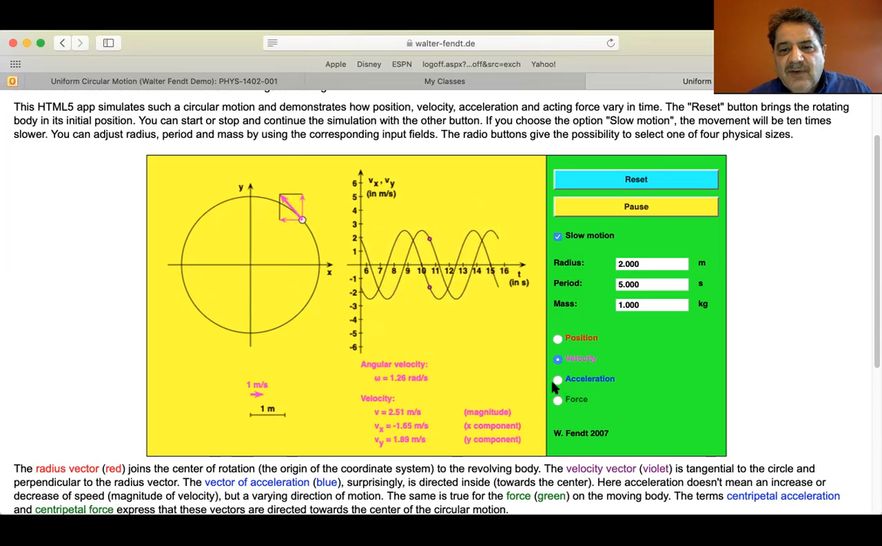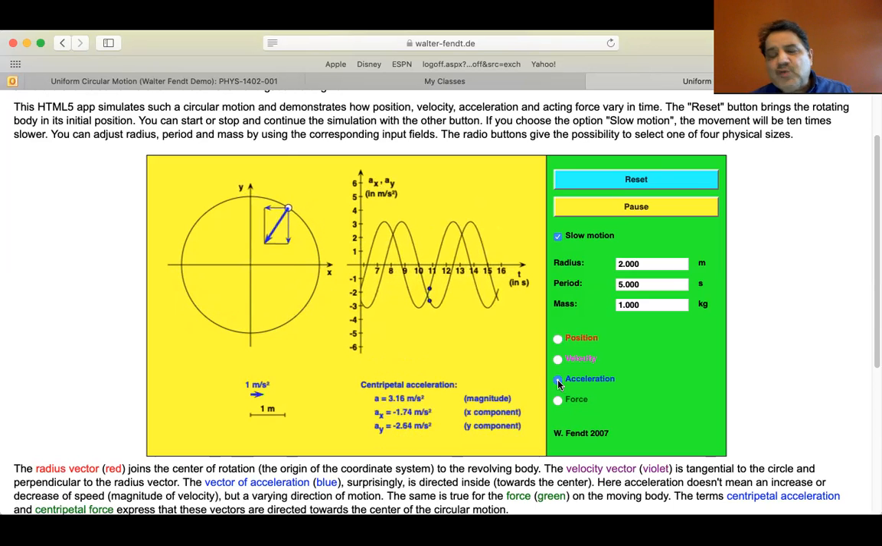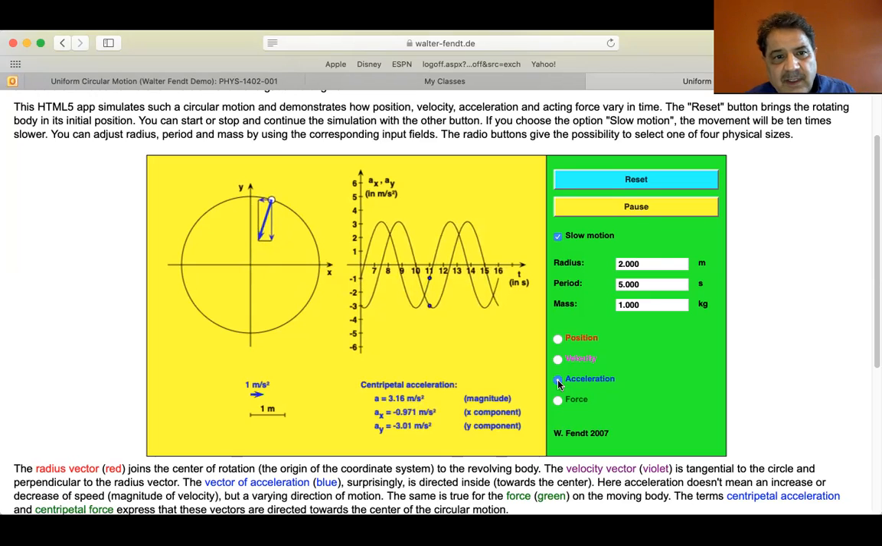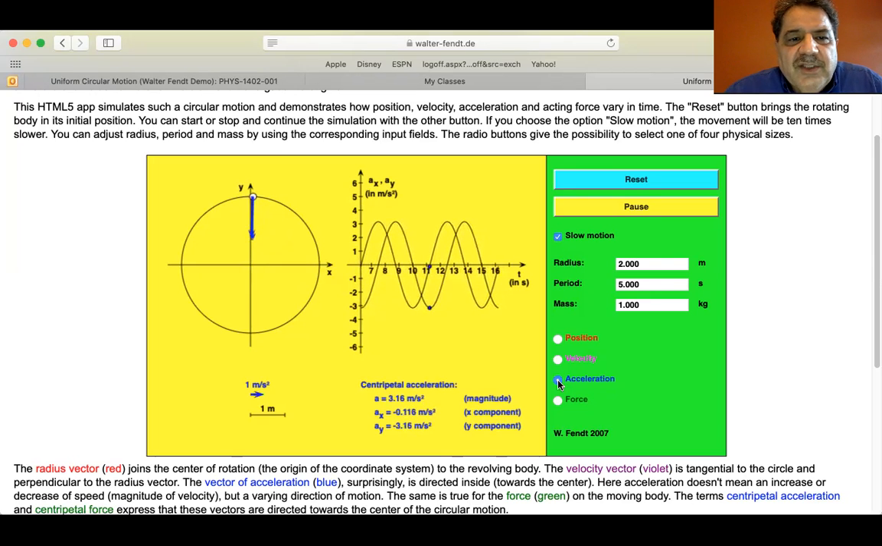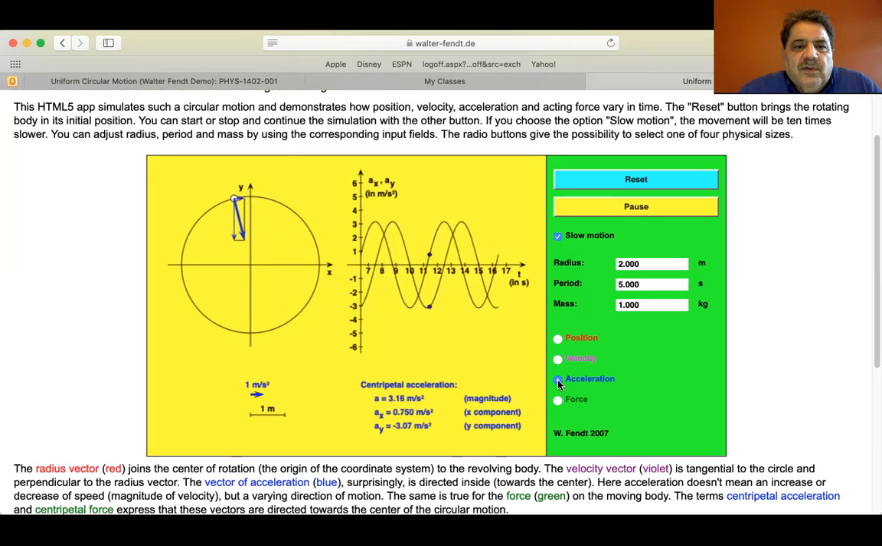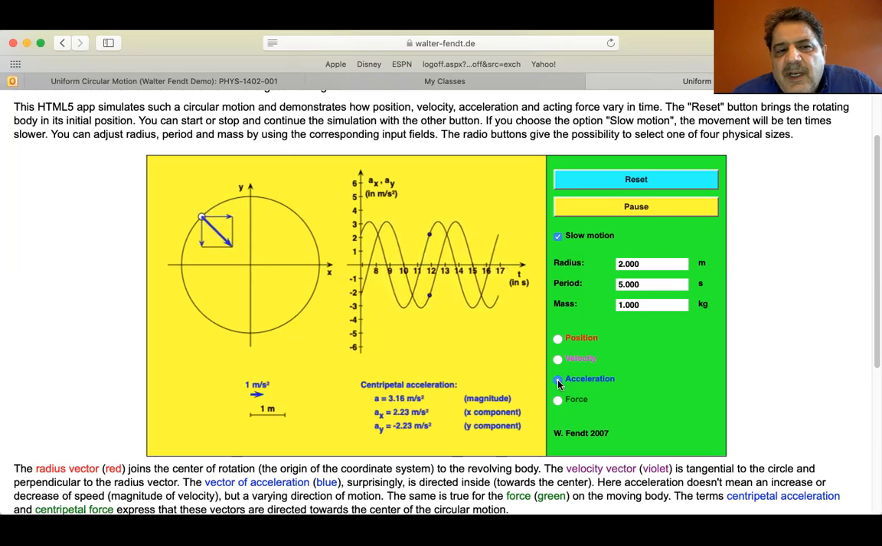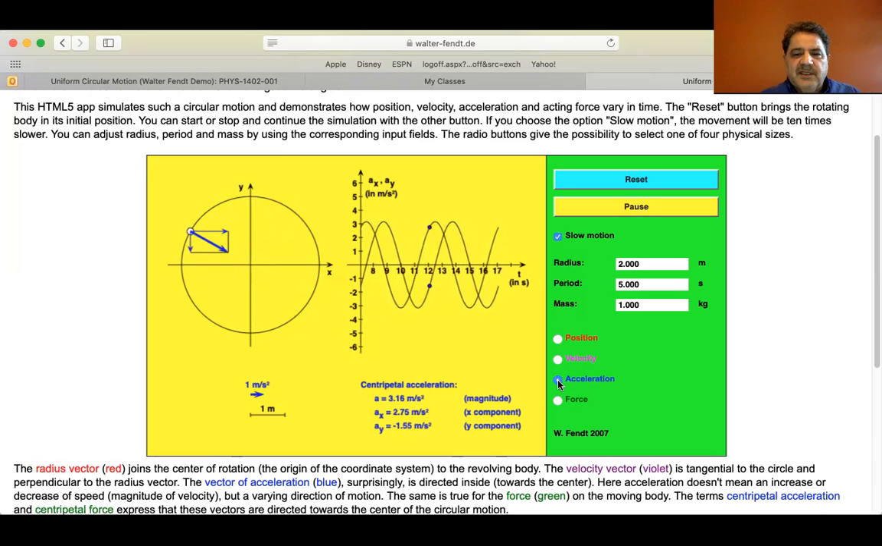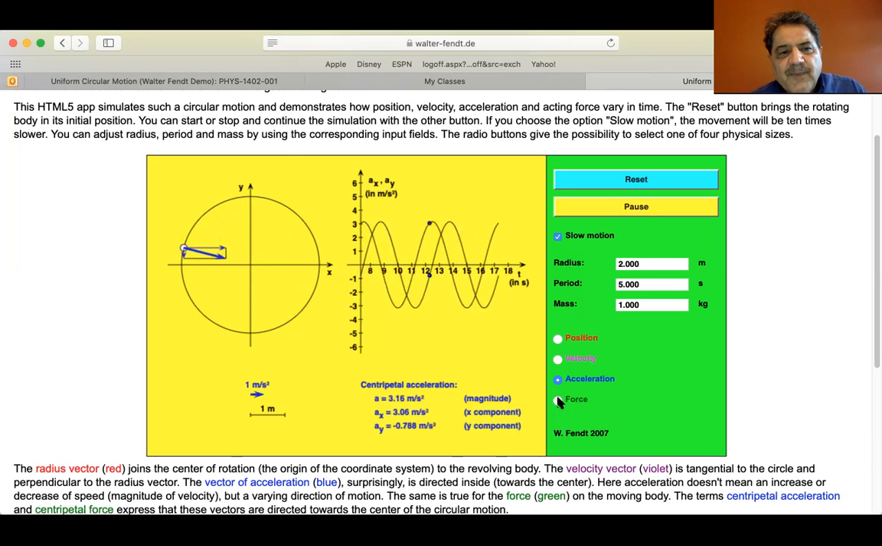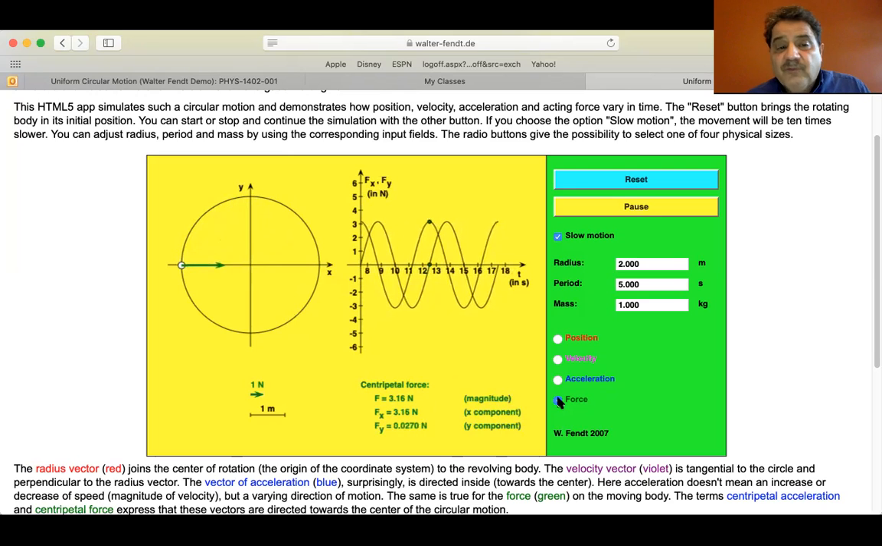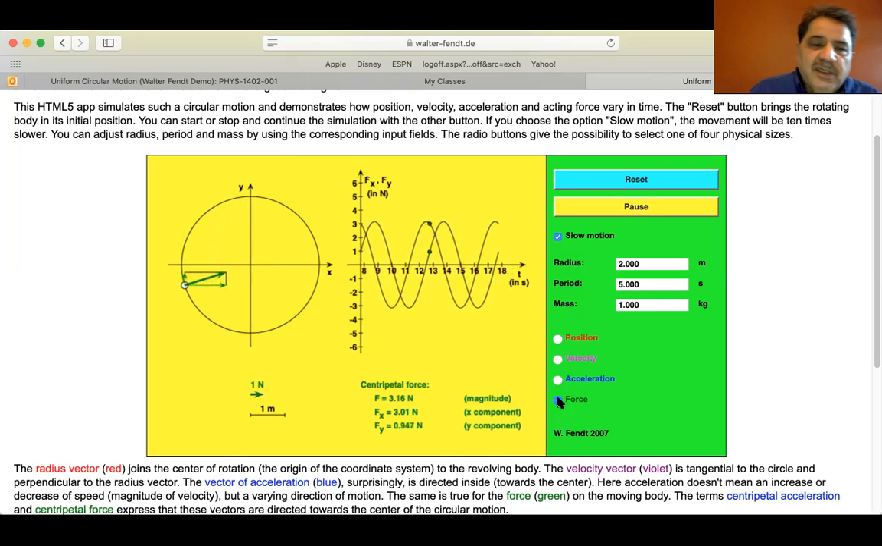Now let's look at the acceleration. Surprise, it's centripetal acceleration. It's going down towards the center. And there's an X component and a Y component to the centripetal acceleration. If we look at the force, you'll see it's a centripetal force. The force is in the same direction as the acceleration.